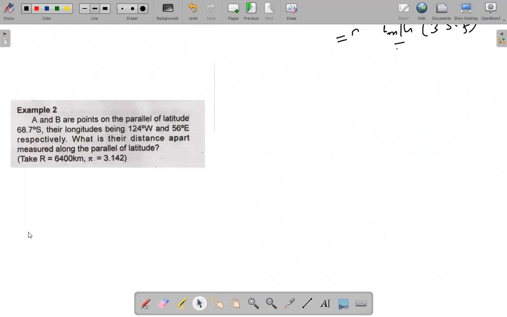Example 2. A and B are points on the parallel of latitude 68.7 degrees south. Their longitude being 124 degrees west and 56 degrees east, respectively. What is their distance apart measured along the parallel of latitude? First of all, we need to represent the latitude. So we draw the sphere, then this is the prime meridian, and the equator, 0 degree.